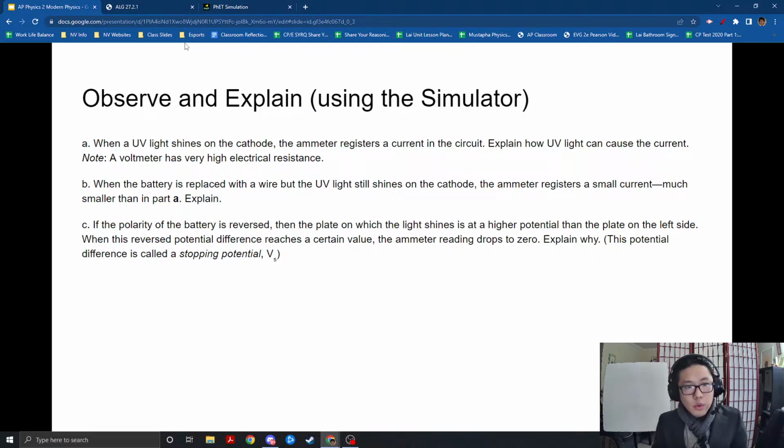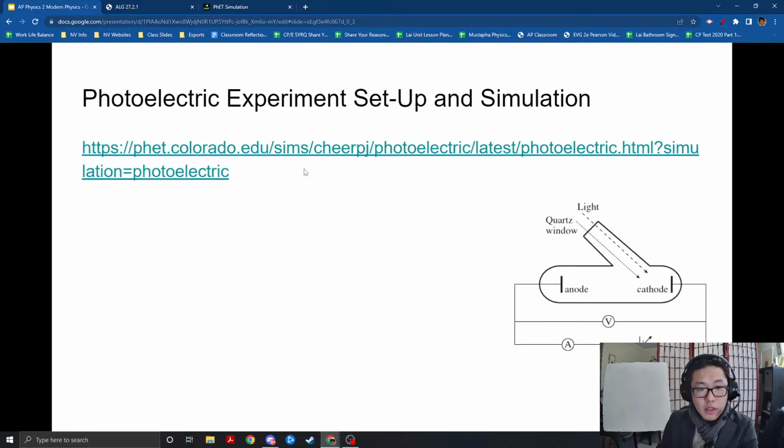All right, so we wanted to double check if we understand the simulator, and at this point, it's important for you to try these questions on your own. So if you'd like to pause right now, feel free, but I'm going to explain these if you choose to continue listening. So UV light shining on the cathode. All right, the cathode is the metal that the light was being shined on.